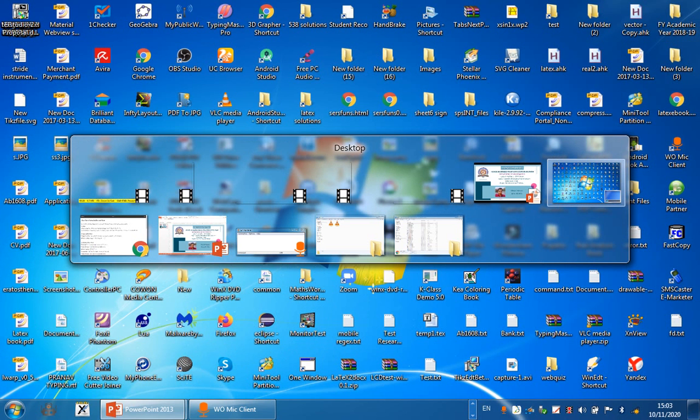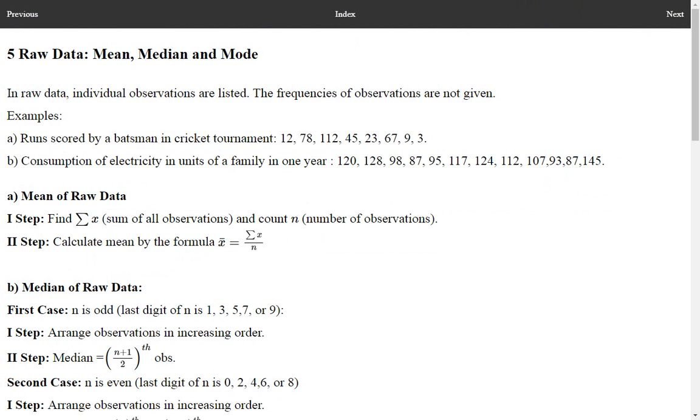Let us see the procedures for obtaining mean, median and mode of raw data. In raw data, individual observations are listed. For example, consider this example of runs scored by a batsman in a cricket tournament. Here, simply runs are listed, that is, observations are given without any data, and these are individual observations. There is no group or frequency of observations.